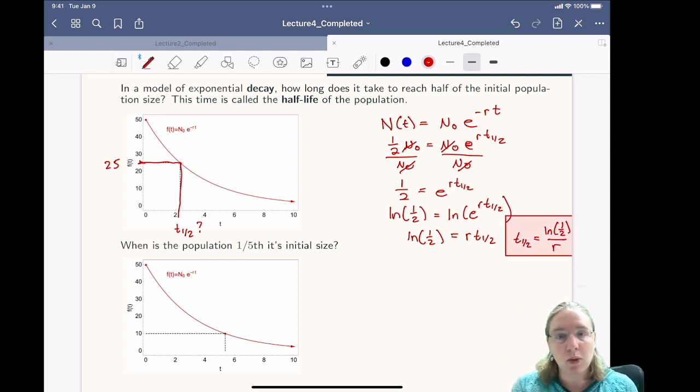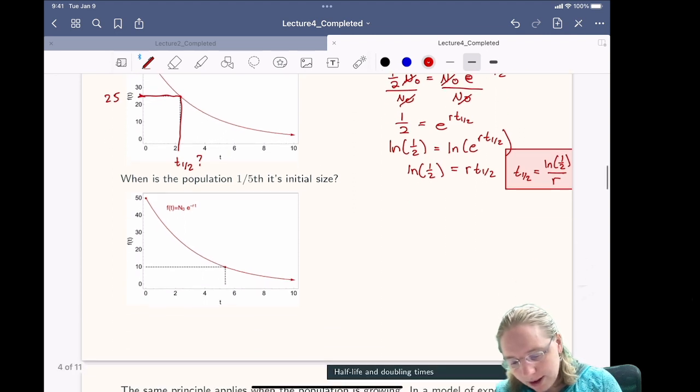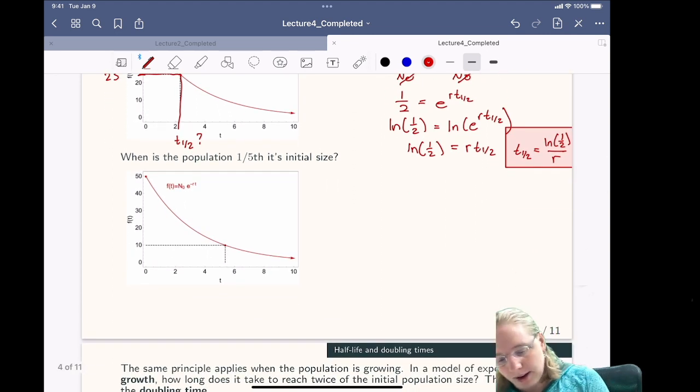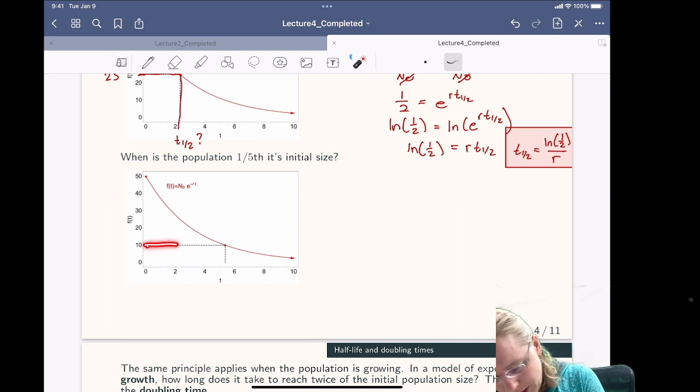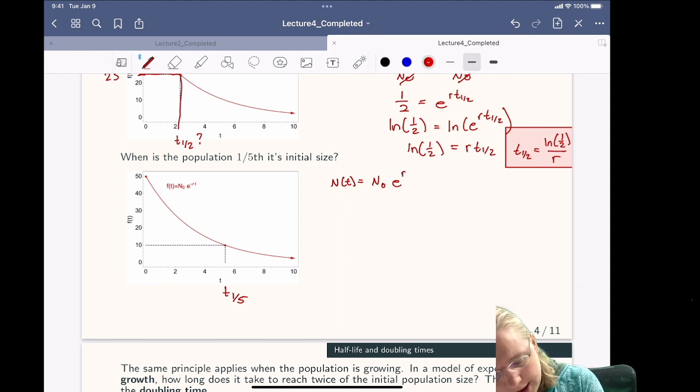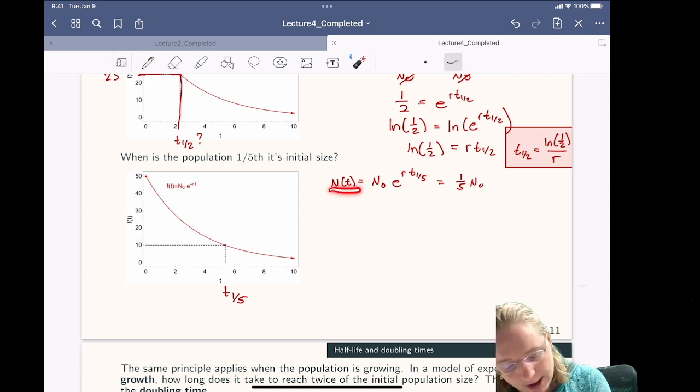Okay, so let's work out a particular example. Let's extend this to the case where we have not the half-life, but the 1/5 life. How long do we have to wait until the population is at 1/5 its original size? So this is going to follow the same rules that we had before. We had N of t is equal to some initial population size, e to the r, and then the 1/5 life is what we're asking. And this is the amount of time that corresponds to 1/5 of our initial condition. So that's what N of t is.